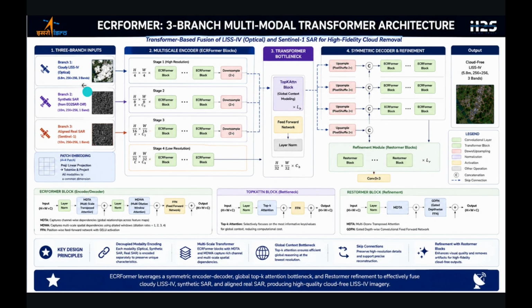Our final reconstruction network is a three-branch ESR format that jointly processes the cloudy LISS-4 image, synthetic SAR, and aligned real SAR. Each input is encoded independently, allowing the network to preserve modality-specific information before fusing them through multi-scale transformer attention. A global attention bottleneck captures rich contextual features, and the decoder reconstructs a cloud-free LISS-4 image with skip connections and Restormer refinement, producing high-quality analysis-ready output.